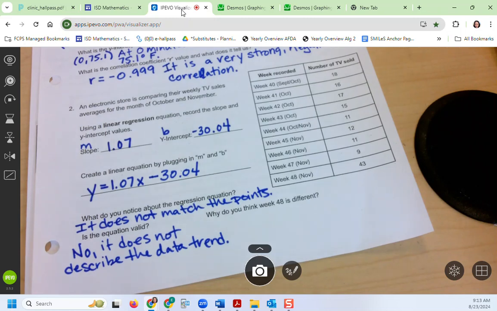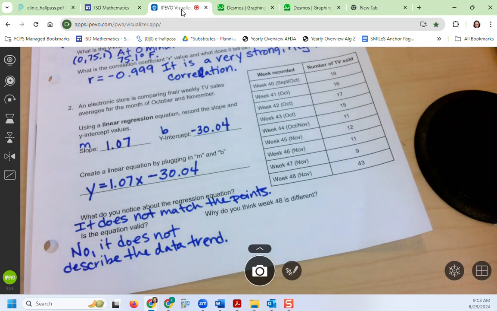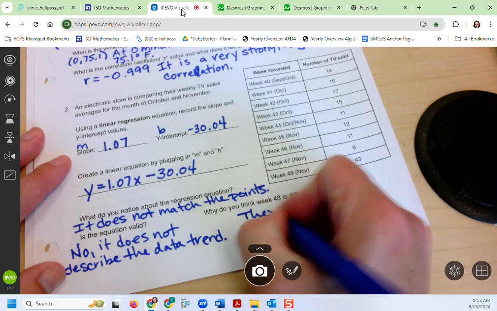So does that make sense? We're in November, right? Black Friday is the day after what holiday? Thanksgiving, when they have all these sales, right? And so on Black Friday, they sold 43 TVs because it was a super good sale. So probably Black Friday is a good reason.